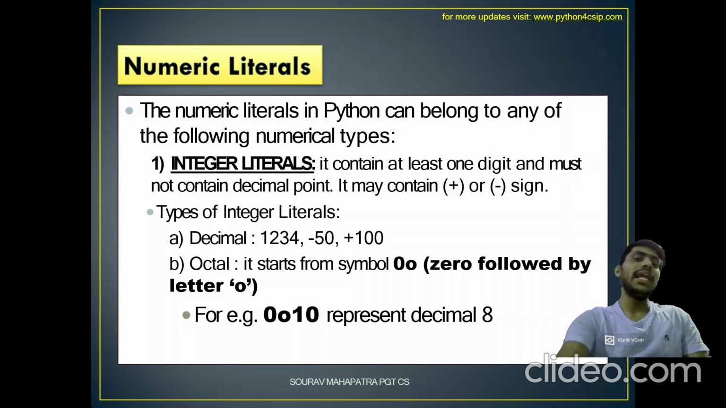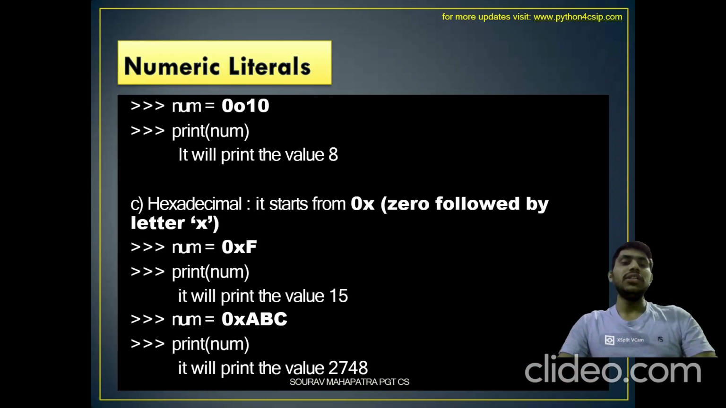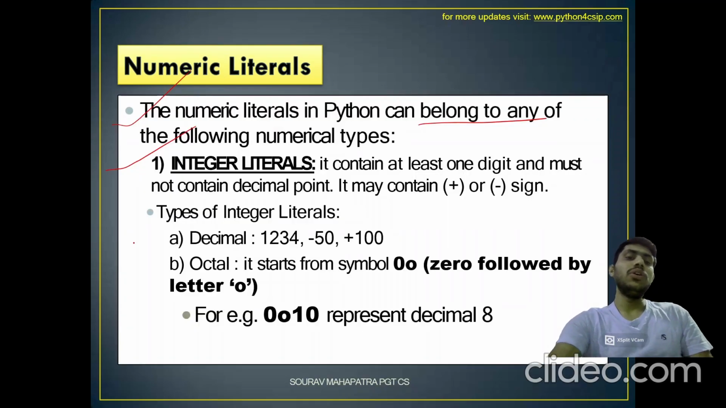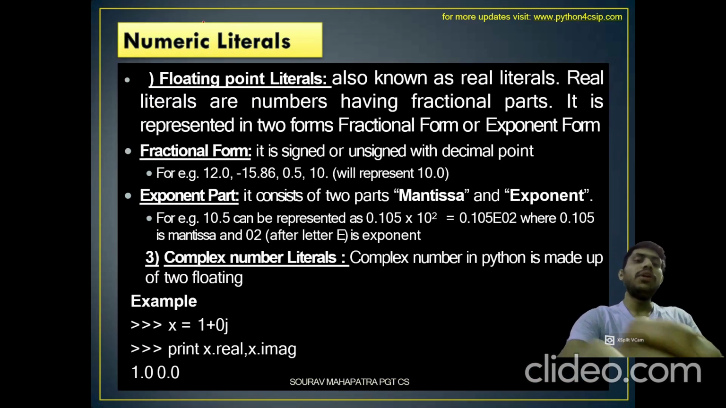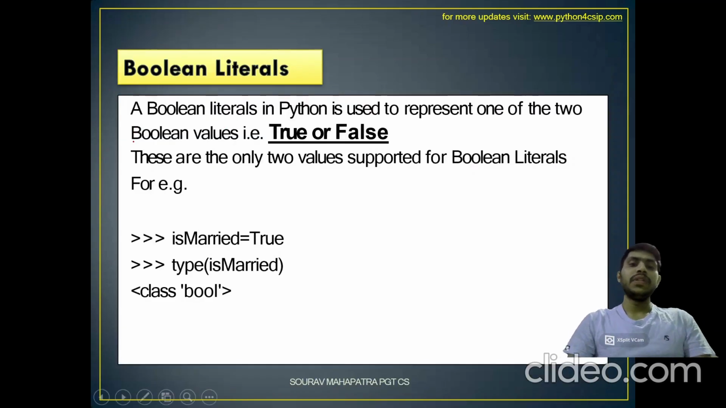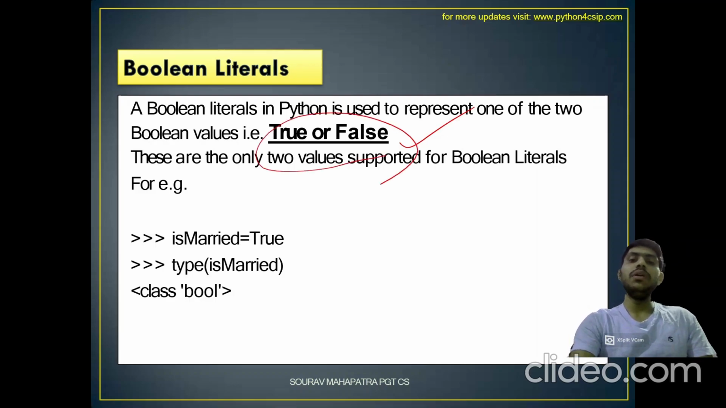Then numeric literal. I have told you numbers are divided into three parts: integer literal, which is also decimal, octal and hexadecimal; then floating point, which has two forms, fractional form and exponent form; then complex number literal. Clear? Then come to boolean literal, it has two values, true or false. It is used only in conditional statements. When the condition is true, the true value will be accessed, otherwise the false value.